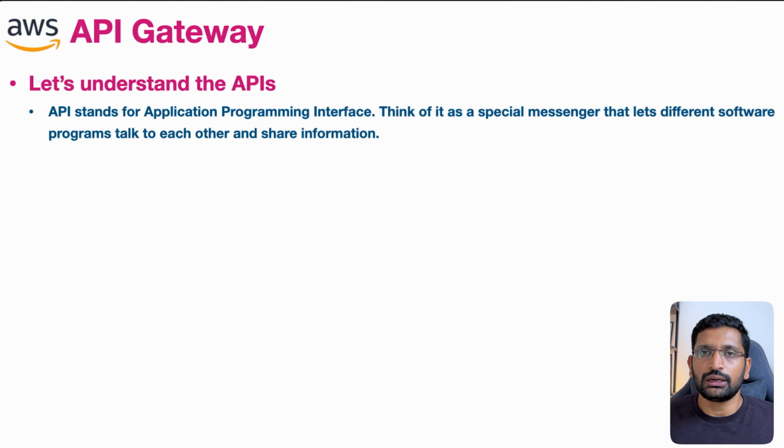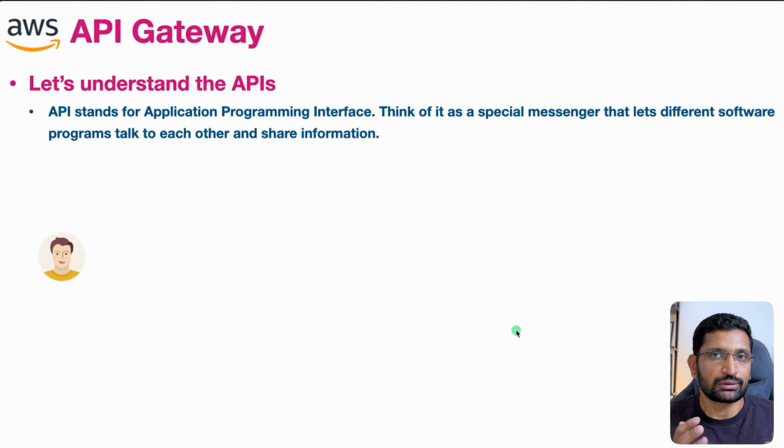Let's try to understand the workflow of an API. It is just a messenger which allows you to communicate between different software systems and exchange that information in a secure and scalable way. So that's the purpose of our API.